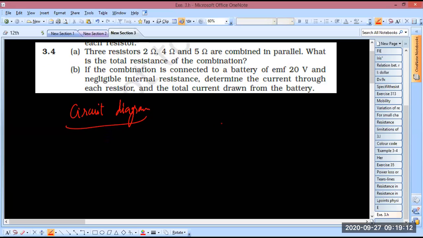3 resistors, R1 is 2 ohm, R2 4 ohm and R3 5 ohm are combined or connected in parallel. Okay, so this is what is given, right? What is the total? Again a mistake, it's not called total, it's called equivalent. So what is equivalent resistance?